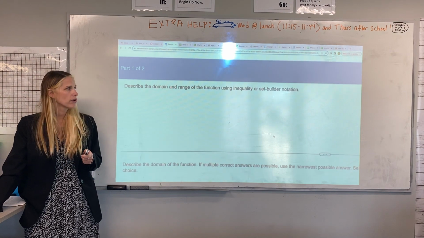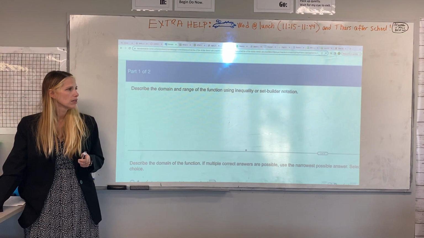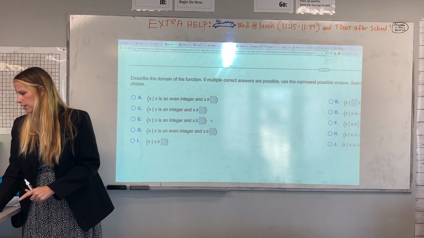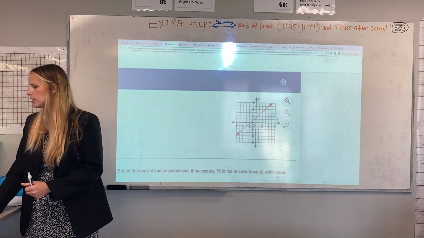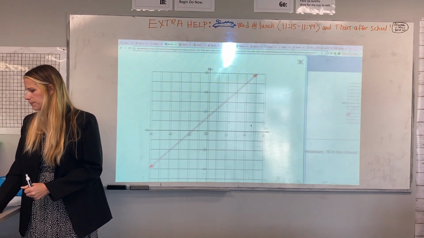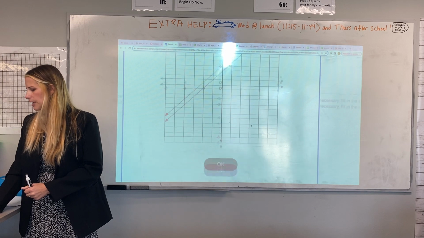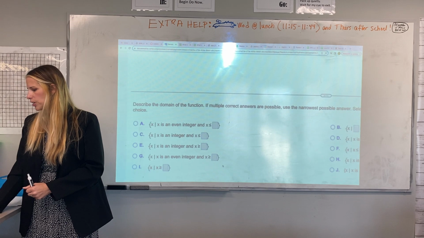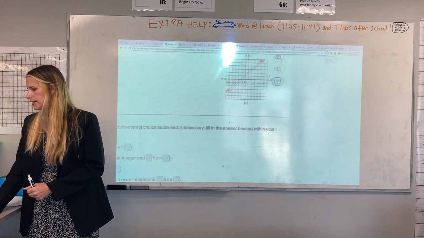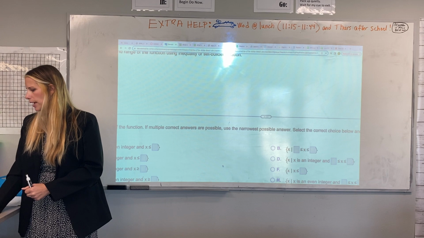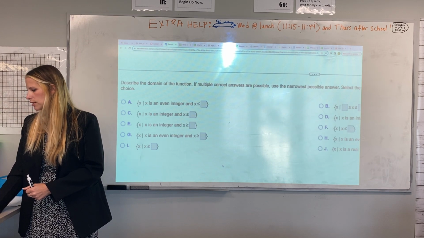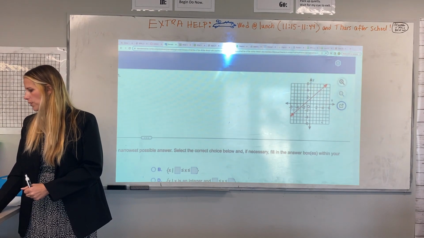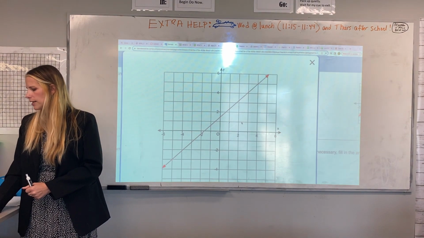Describe the domain and range of the function using inequality or set builder notation. I don't see a, okay, it's all the way over here. Okay. So describe it using set builder notation. Let me just see how the answer choice is written. Okay, first we're going to describe the domain. It says multiple, and if multiple answers are correct, select the correct choice below, if necessary, fill in the box. Okay, so let's look at our domain here.